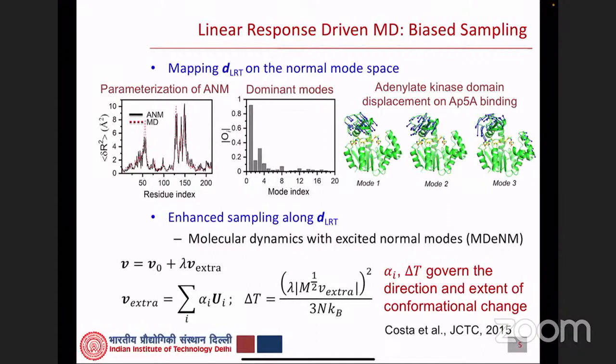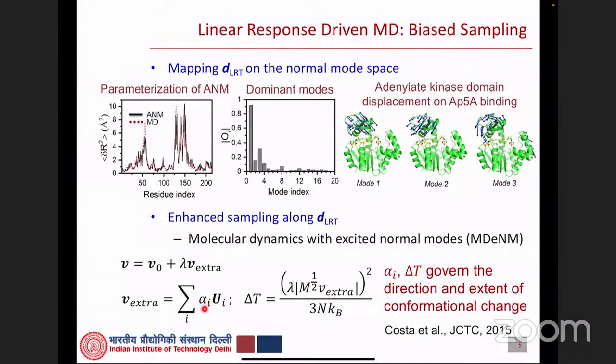Now the last task is that I want to enhance the sampling along the response direction. That is where molecular dynamics with excited normal modes, developed by Costa and co-workers, comes in. They have shown that you can select normal modes, and along whichever normal mode you want to bias the sampling, you can add an extra velocity term. The two parameters which govern the direction and extent of conformational change are listed here.